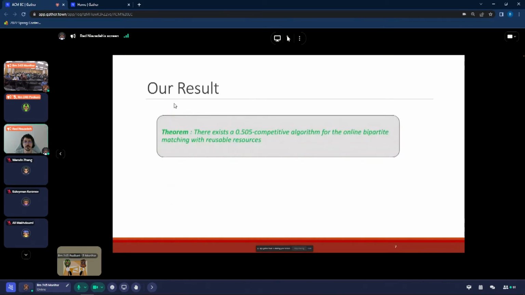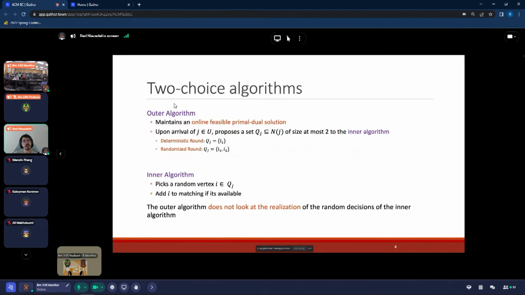Now I'm going to explain our algorithm. Our algorithm is similar to the two-choice algorithms recently studied in the literature of matching, and it has two main parts. The first part is the outer algorithm, and it always maintains an online feasible primal dual solution to the problem. Upon arrival of an online vertex J, the outer algorithm proposes a set Qj from the neighbors of J to the inner algorithm. The set Qj has a size of at most 2.